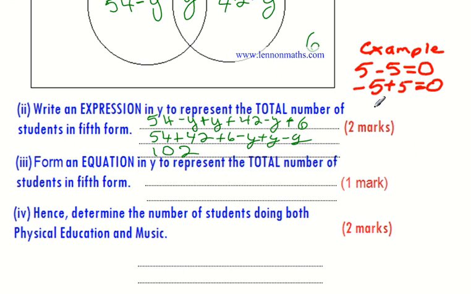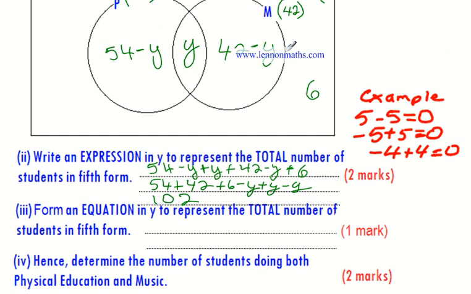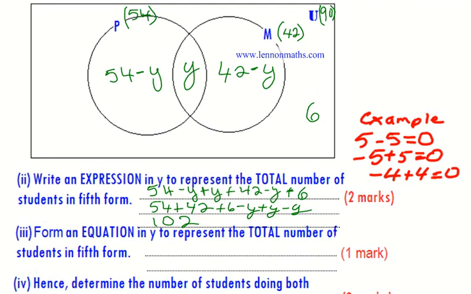And if we were to do that with, let's say, a 4, minus 4 plus 4, we'll still get what? Yes, we'll still get a 0. Put it in the calculator just to double check, you notice we get 0. So whatever this value Y is, remember, Y represents an unknown. Y represents the number of students in both P and M. Correct? Y represents the number of students doing both physical education and music. So we don't know what that number is, but we know it's a number.